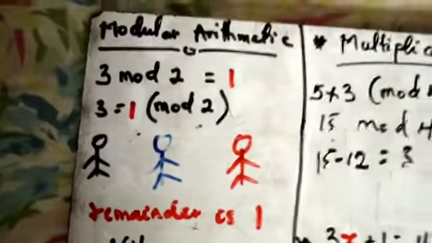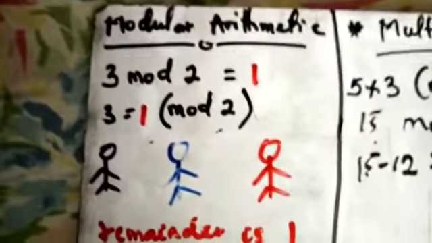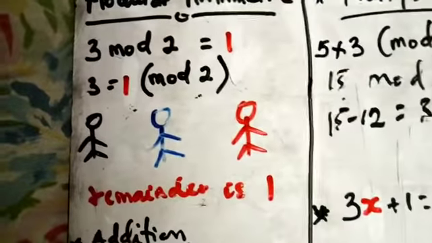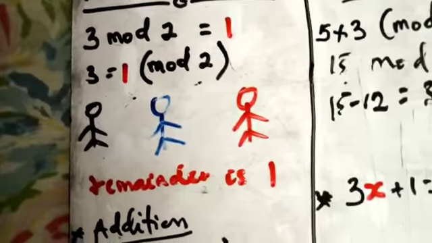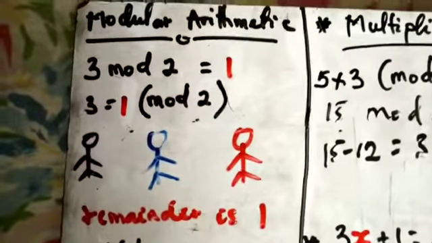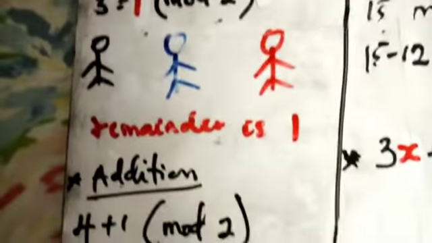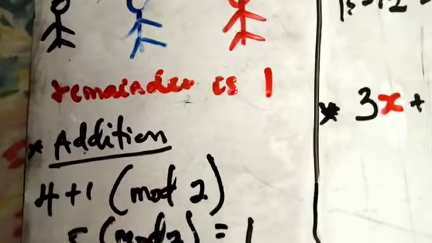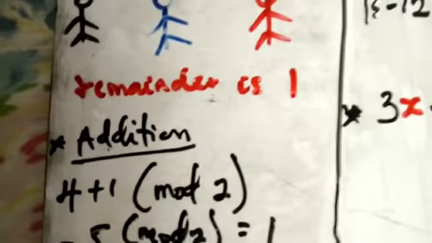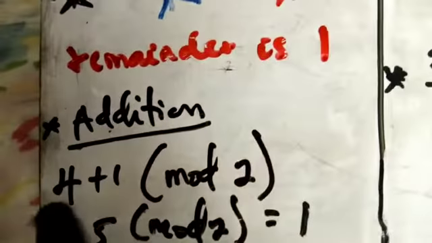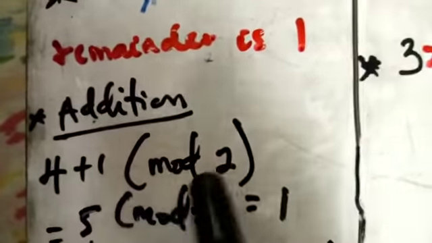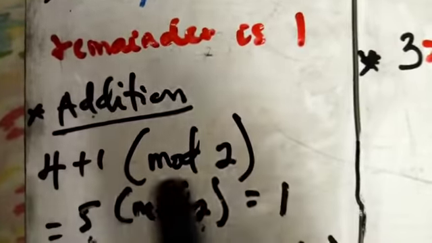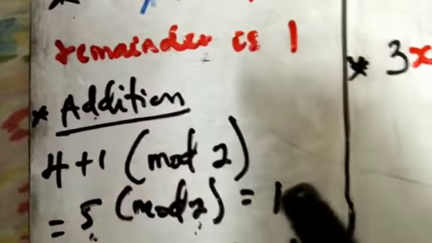Now let's look at some of the operations that will be needed, or how to combine numbers and do our manipulations under modular arithmetic. The first one is addition. When you have something of this nature, 4 plus 1 in modulo 12, what it means is that when I divide the whole number here by 12, what will be the remainder? Is that okay?